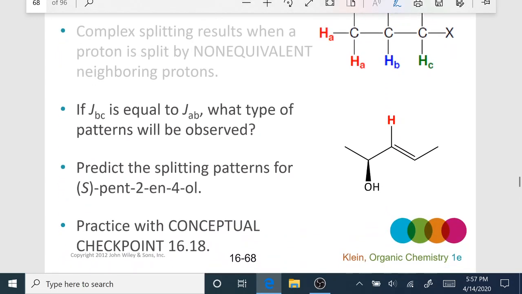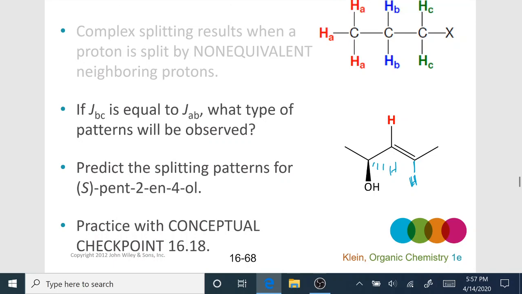Here, if you're going across a double bond, you may have widely different coupling constants than across single bonds. And so this is going to be like a doublet of doublets, but they may be very far apart.